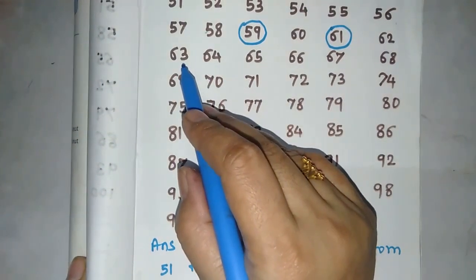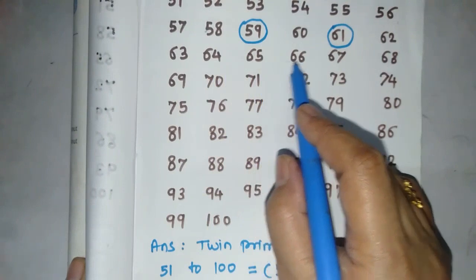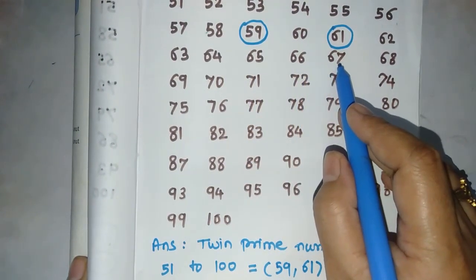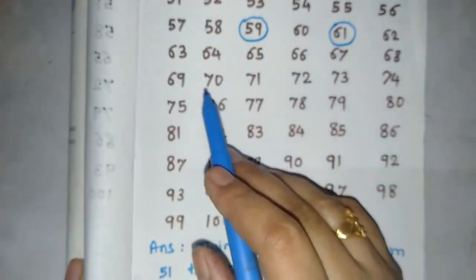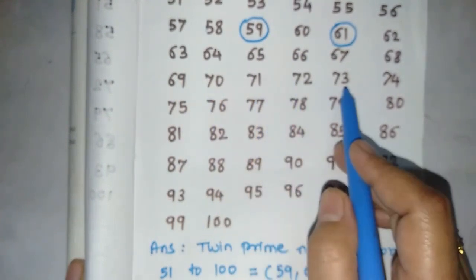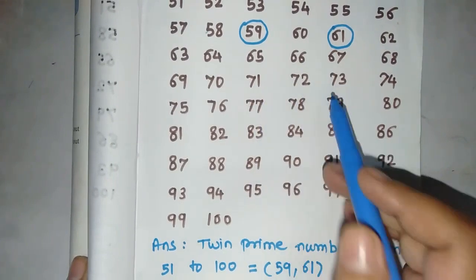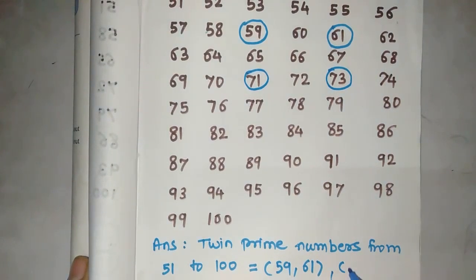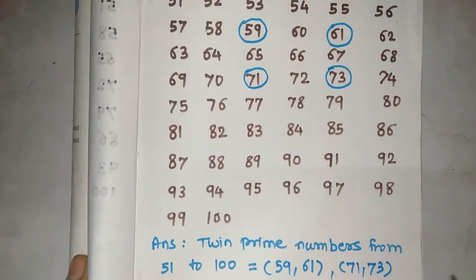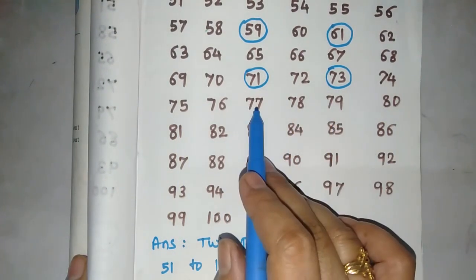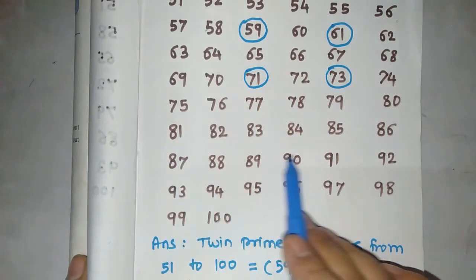Now 62, 63, 64, 65, 66 are not prime numbers. 67 is a prime number, but 65 and 69 are not prime numbers. Now the next, 71 is a prime number, and 73 is also a prime number, and their difference is 2. So the second pair is 71 and 73. Now the next, 79 is a prime number, but 77 and 81 are both not prime numbers.